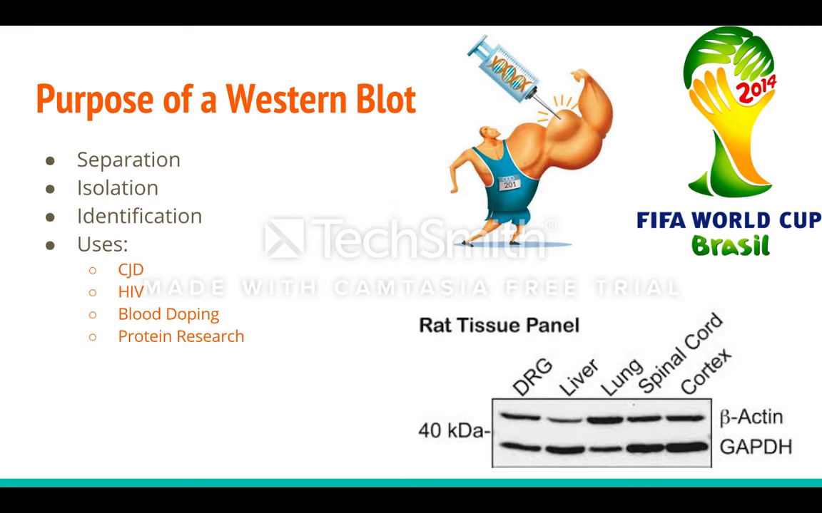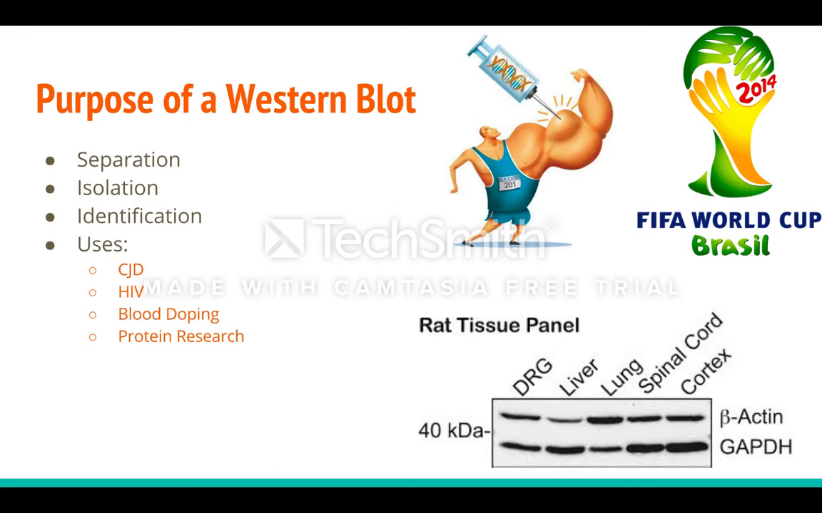So just to give you a few more examples, CJD, which is a fatal brain disorder, can only be identified in humans by running a Western blot on a patient sample. This is also true for HIV and AIDS, as an anti-HIV antibody can be used, which shows if HIV is present in the cells.